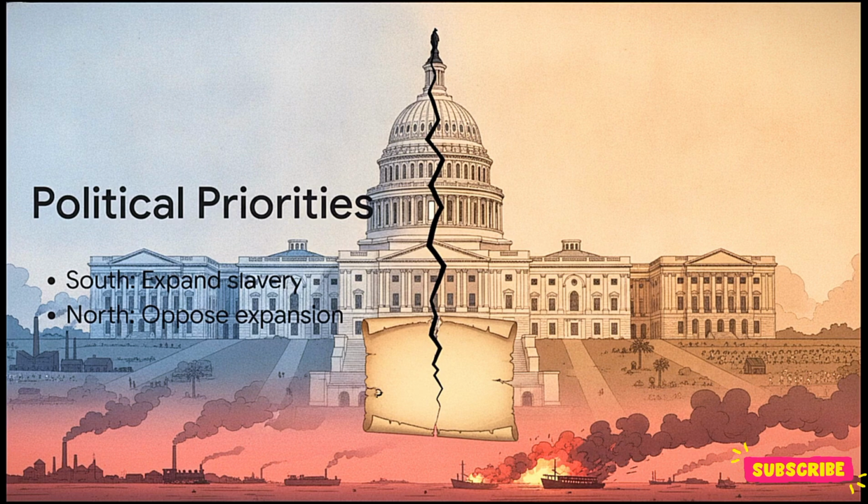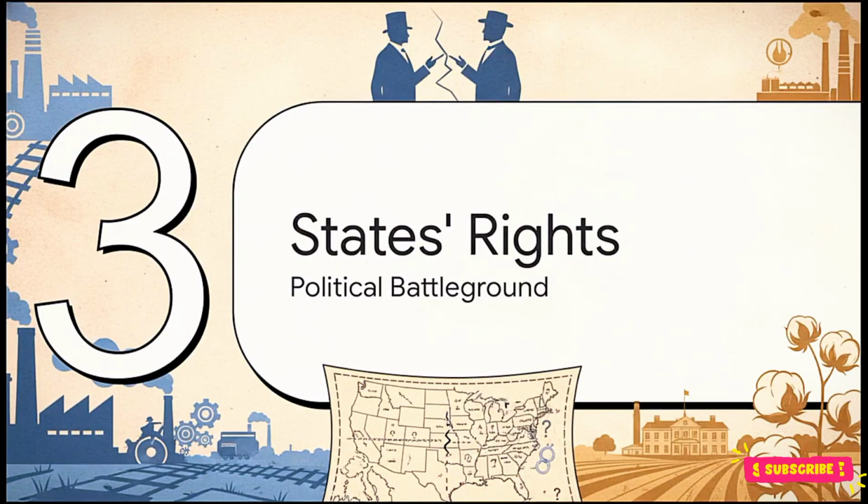Meanwhile, up north, a growing number of people vehemently opposed the expansion of slavery into these new lands, wanting to keep those territories open for free labor. Plus, you had a smaller but highly vocal group starting to push for outright abolition everywhere. Which brings us to Section 3, States' Rights and Slavery, the political battleground.